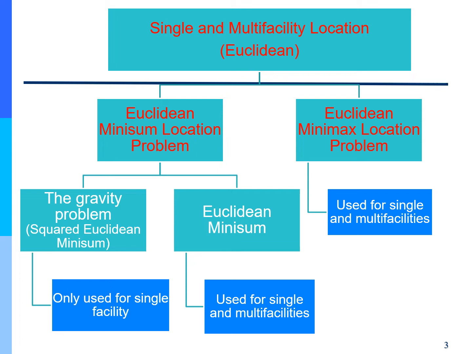If the problem is Euclidean and minimax location, again, this version can be used for single and multi-facility location problems. But again, for this problem, we don't have an easy-to-use solution procedure. You need to use solvers. Again, it needs to be solved by nonlinear solvers.